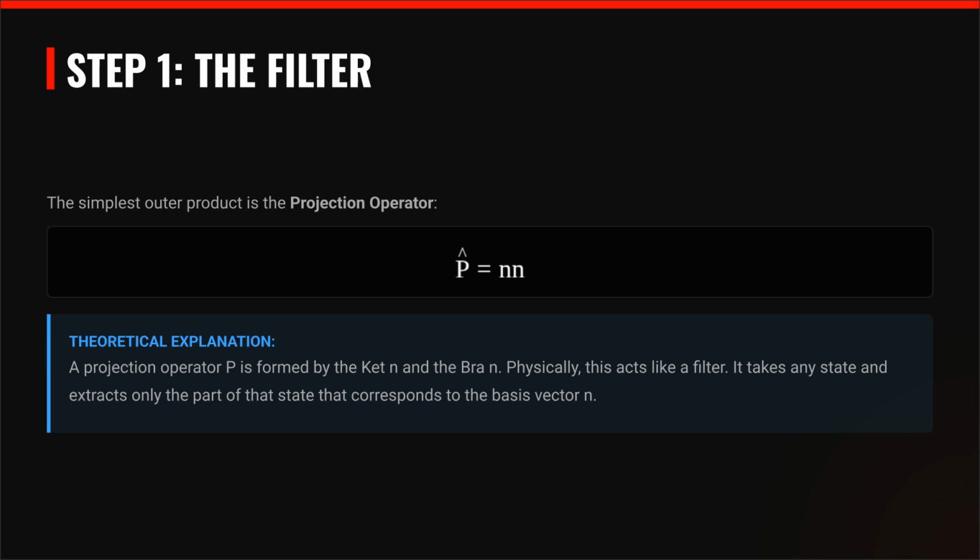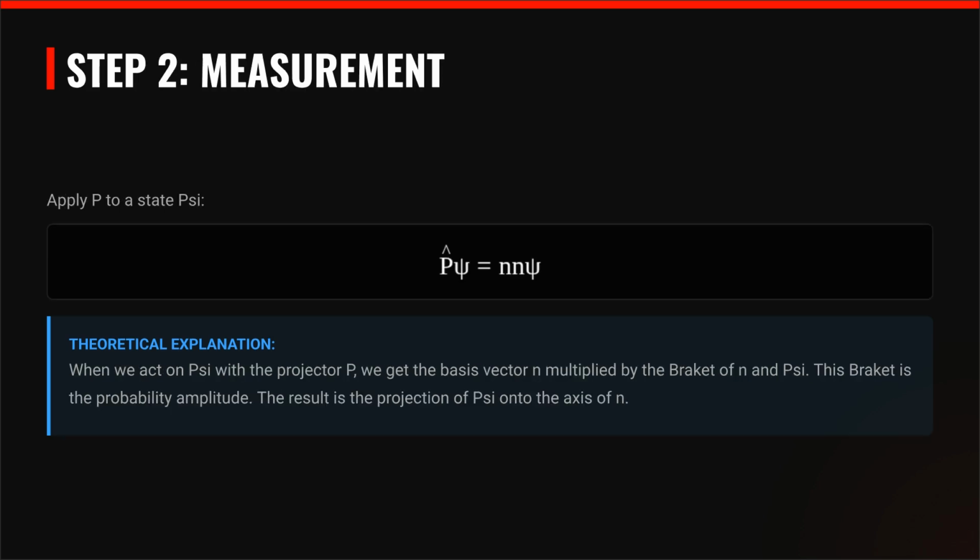The simplest outer product is the projection operator P. Formed by a ket n and a bra n, it acts as a filter, extracting the component of a state that aligns with the basis vector n. Applying the projector P to state psi results in the projection of psi onto the n-axis. The probability amplitude, the bracket of n and psi, scales the basis vector n.